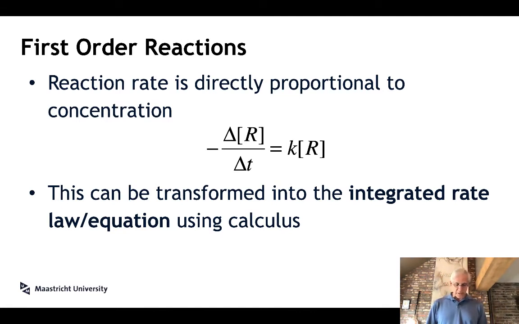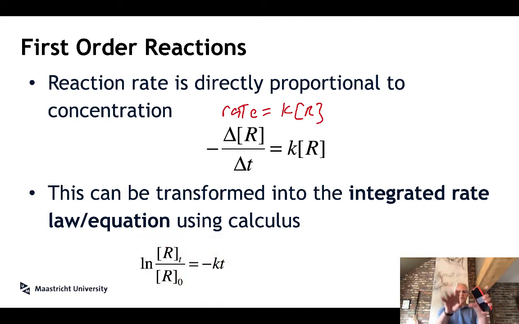Now what this really is, when we have the change in concentration of R over the change in time, is really just the rate. So we could write rate equals K times the concentration of R. Those two equations are exactly the same. Now we can transform that into the integrated rate law using some calculus. For right now, we're just going to do a little magic.